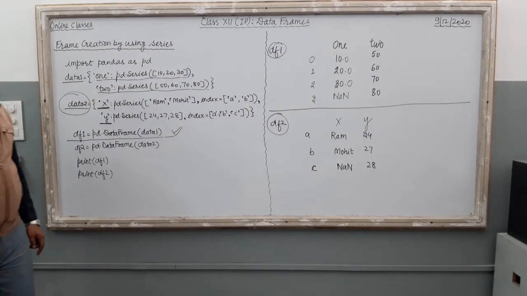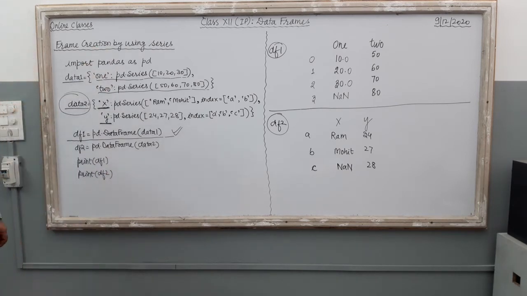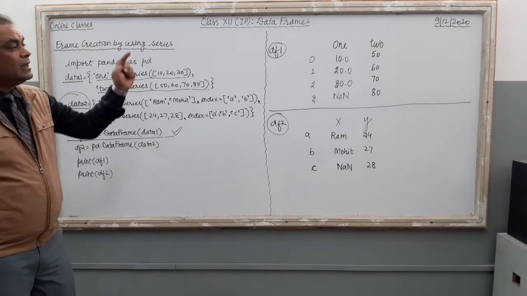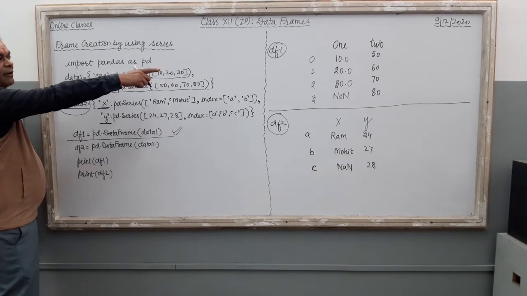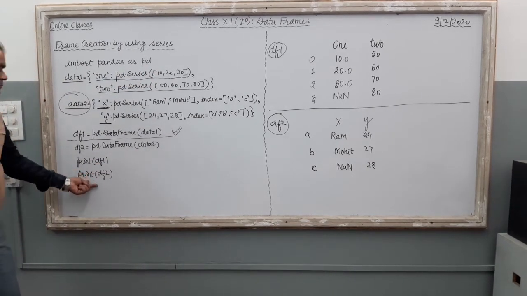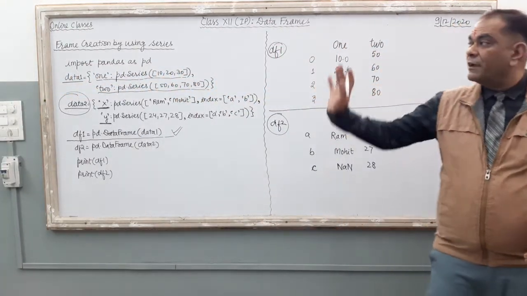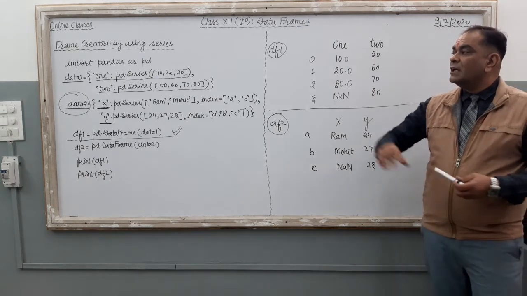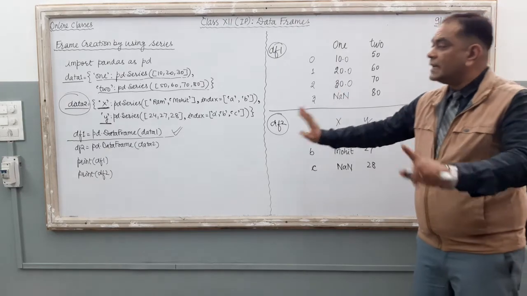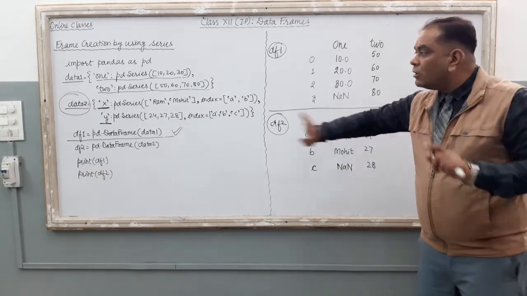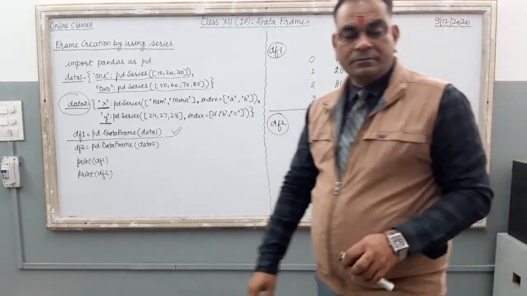Just pause the video, see the program, complete program, and then after seeing the program, just see the output of this program. Here, when you use print df1 output it is this one. When you use print df2, this is the output of df2. Right? So by this we have finished the concept. The concept is related with data frame creation by using series. I hope you understand the topic. I hope you install this particular program in your mind. Okay, thank you very much. Thank you.